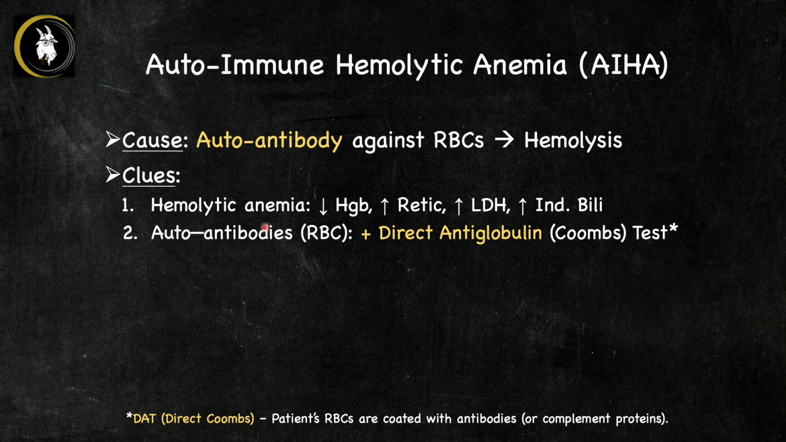This is going to be present in all the causes of hemolytic anemia. So the way that we know our hemolytic anemia is caused by autoantibodies, or AIHA, is this test right here, which is a positive direct antiglobulin, or direct Coombs, test. On the next slide, I'll briefly explain what that is.